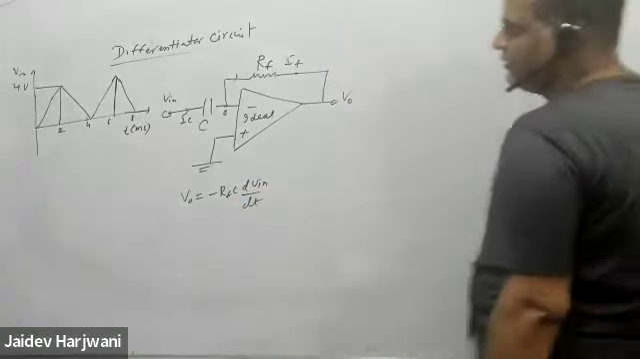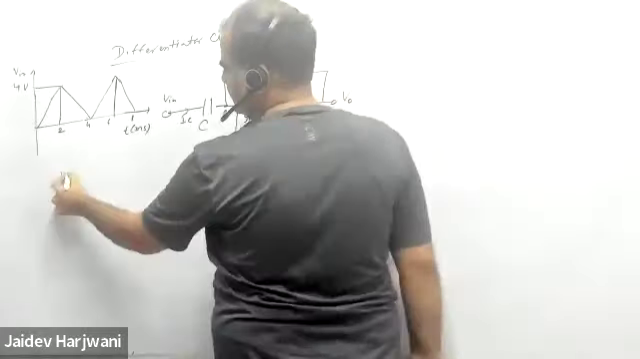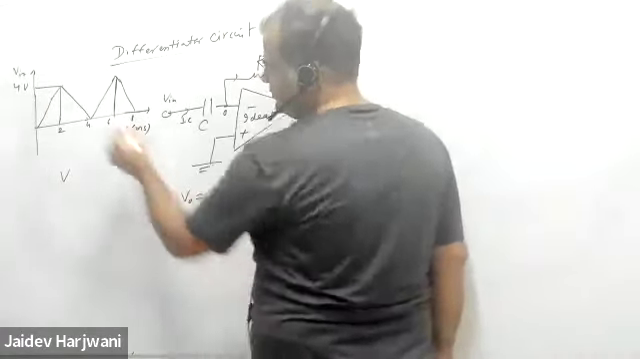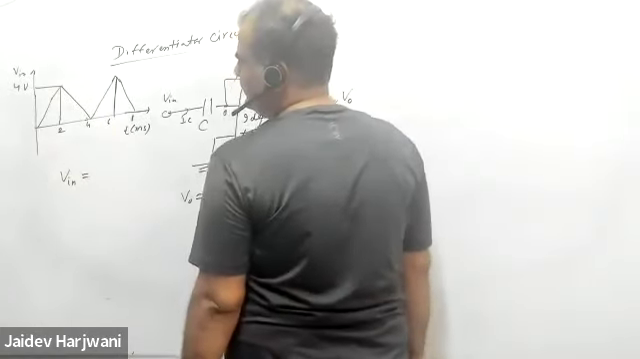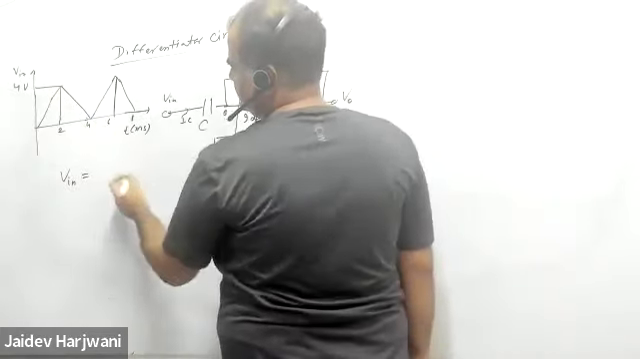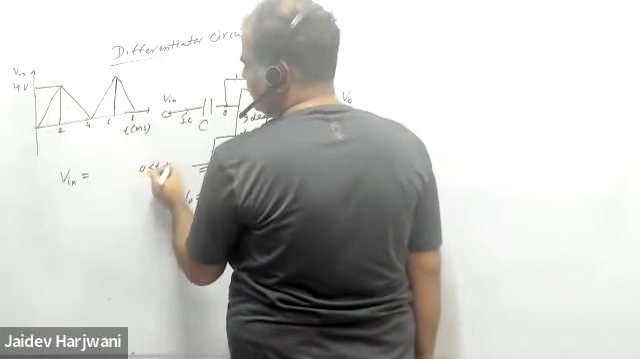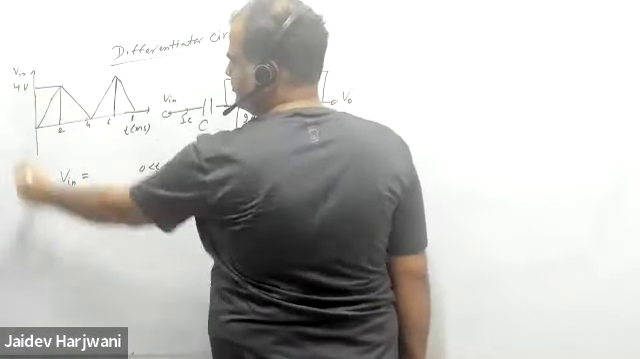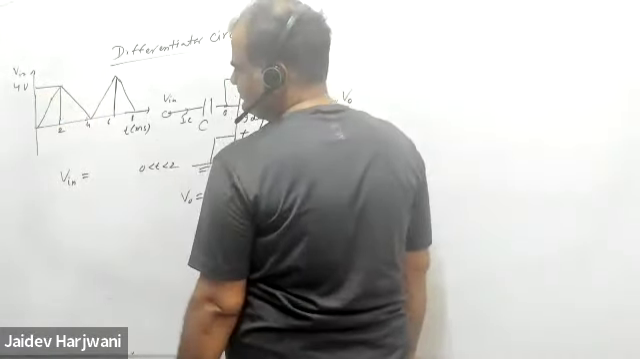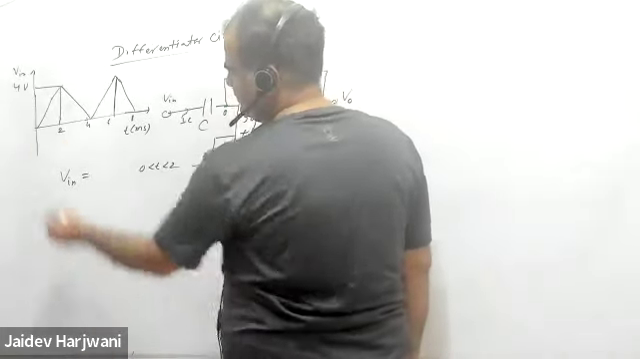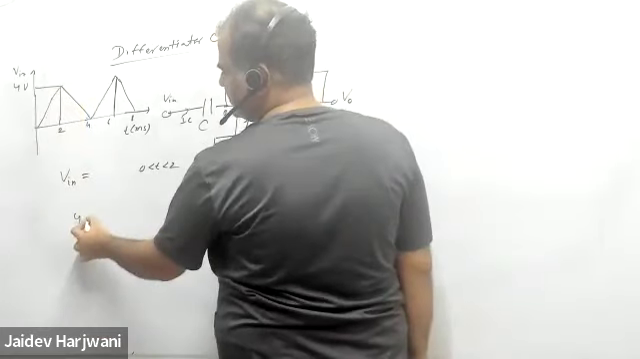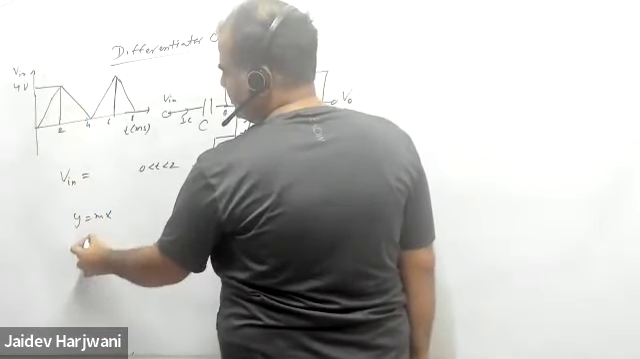Now you write the first V input, and you want to differentiate it. So to write it in equation form, V input will be what? For 0 to 2 milliseconds, this is a positive slope. What is the slope of this equation? Y equals mx. What is the slope?